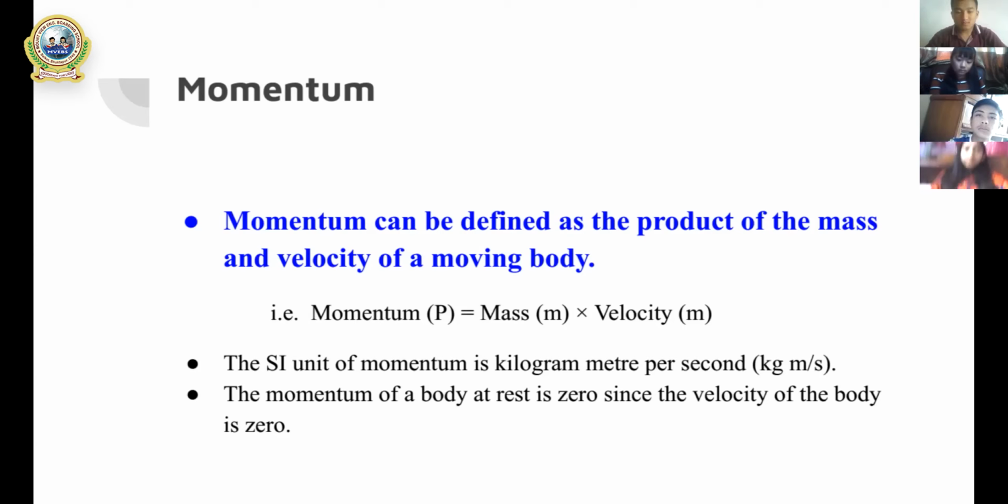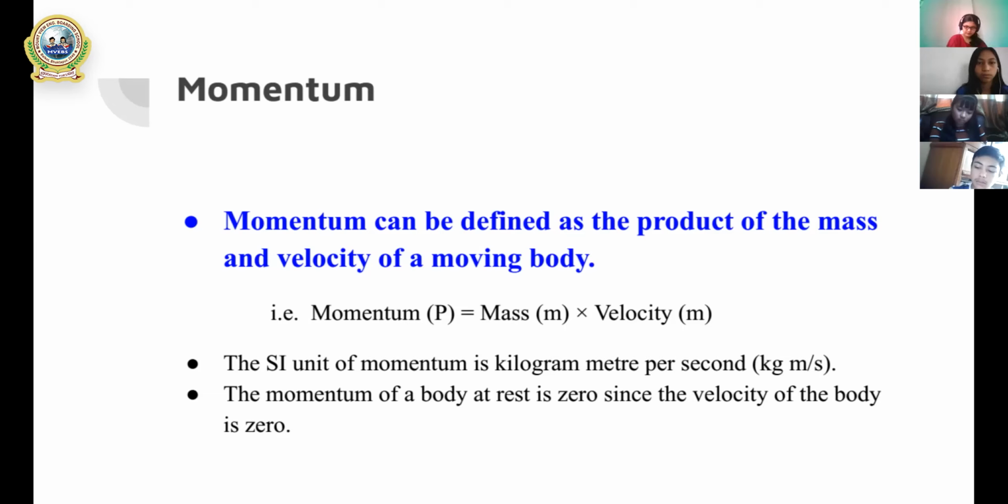And because of this relation, class 9, the SI unit of momentum is kilogram meter per second. The unit of mass is kilogram, the unit of velocity is meter per second. That means the SI unit of momentum is kilogram meter per second.